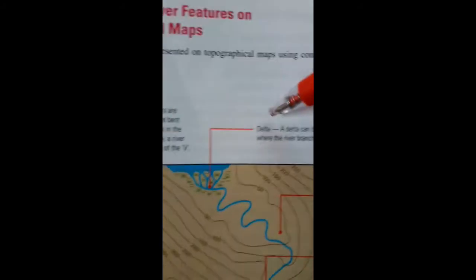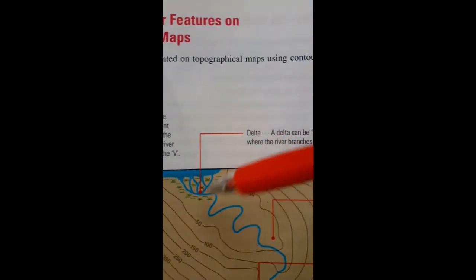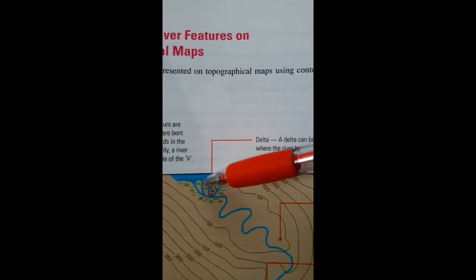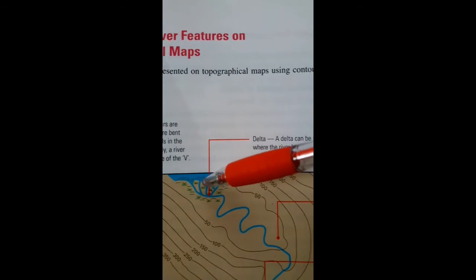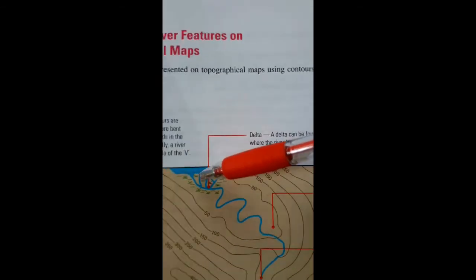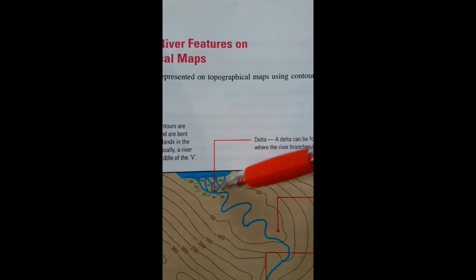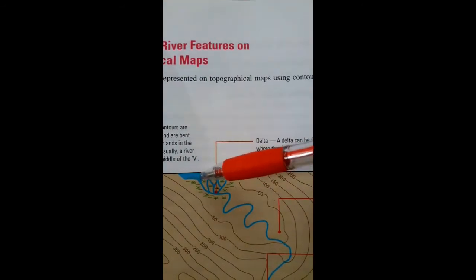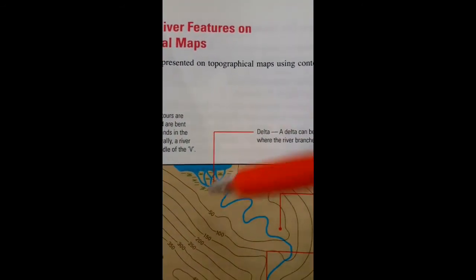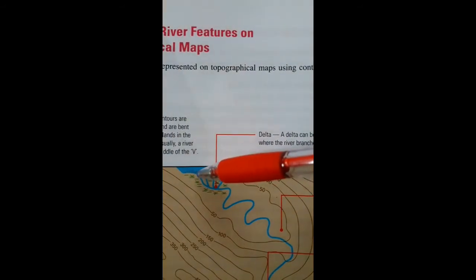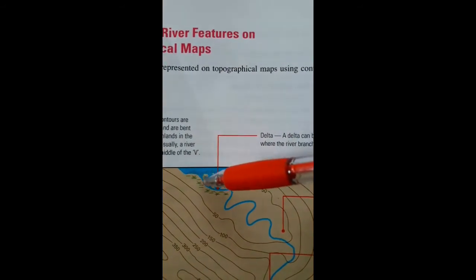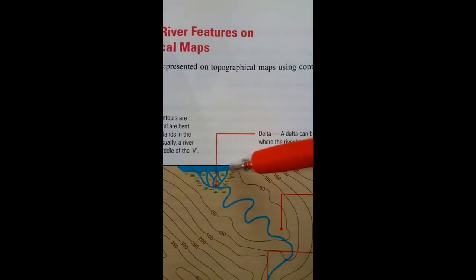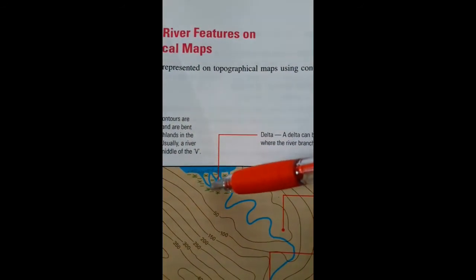And the next one is delta, here, where there are sediments that are piled up with a shape like a triangle. That is delta. And as you can see here, the branches where water flows, those are distributaries.